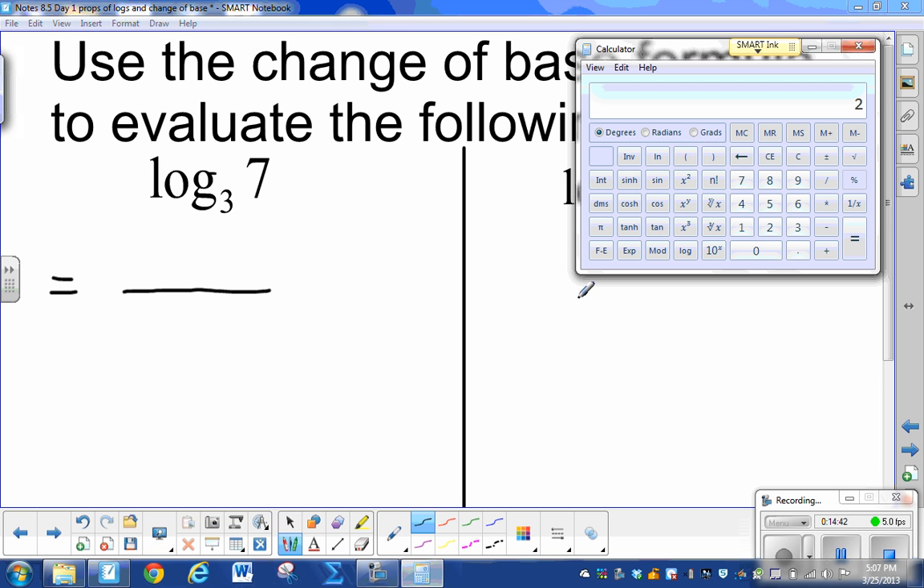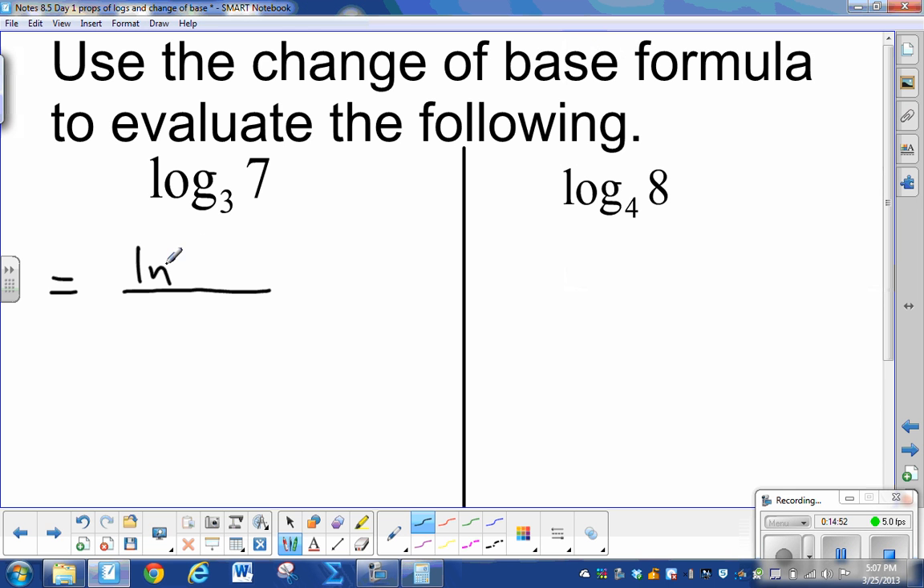I'll go ahead and use ln, for no other reason than just because. So ln. My old base was a 3. I want to change it to my natural base now, log base e. Now the biggest part where people mess up here is where to put the 7 and the 3. The 7 goes on the top and the 3 goes on the bottom.